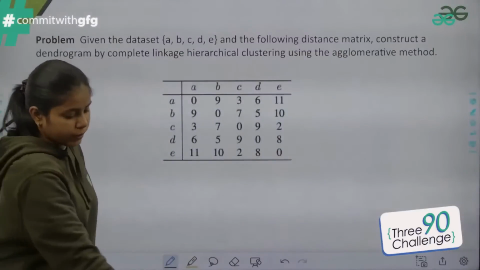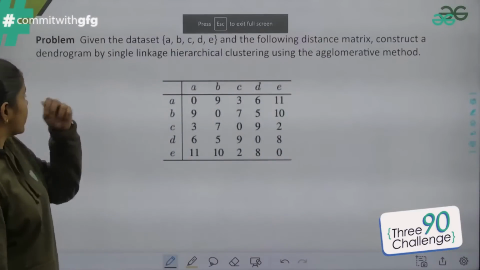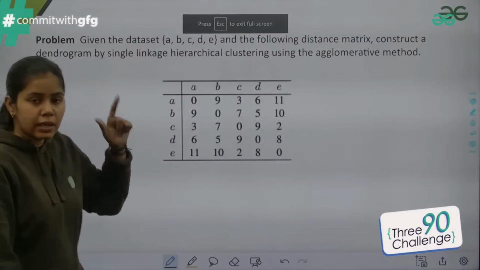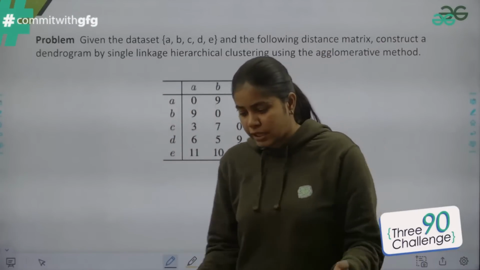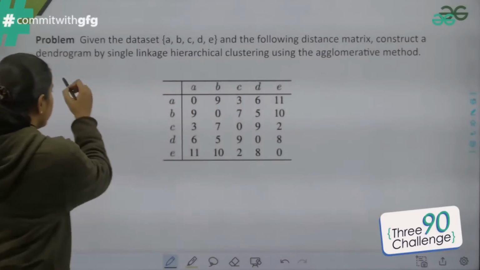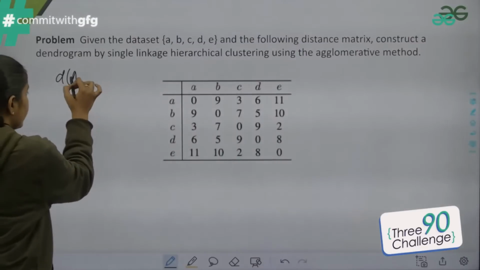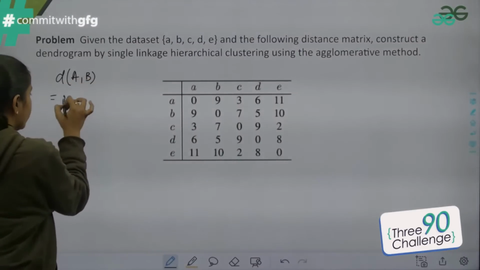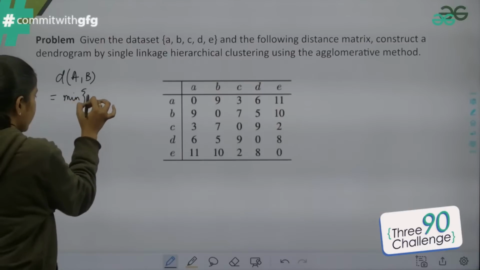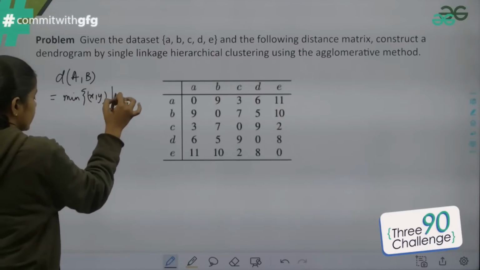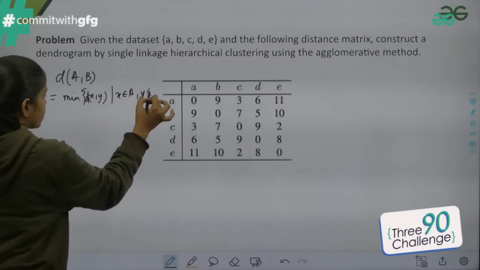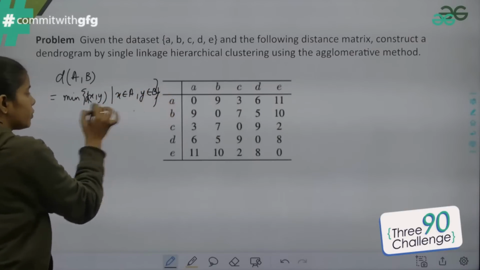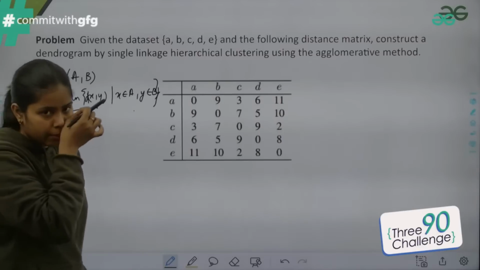Now let's move forward. So guys, this is another question. In this we have single linkage clustering. In single linkage clustering, you have to take the minimum distance. Everything else would be the same. If you are taking the distance between two groups A, B, then it would be the minimum of d(x, y) such that x belongs to A, y belongs to B. You would not get confused in this one because you have to take the minimum distance.